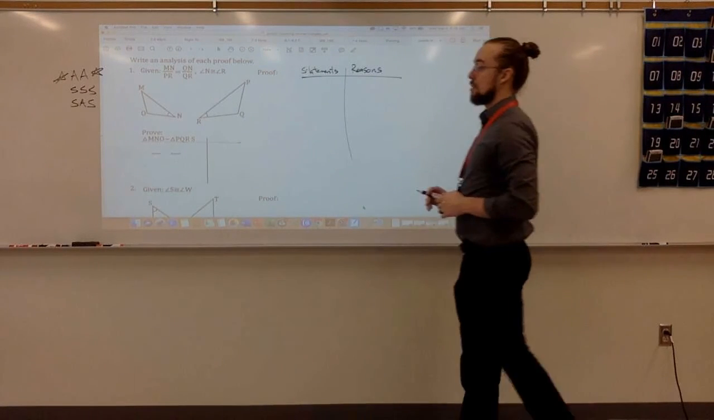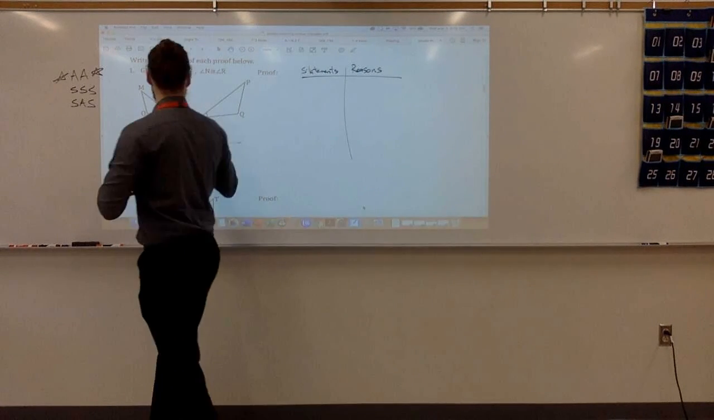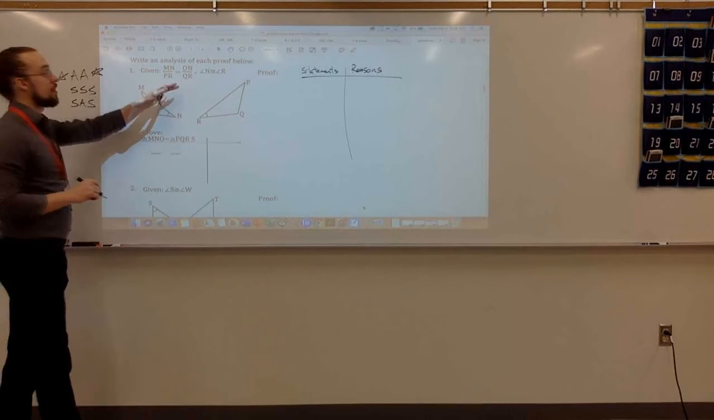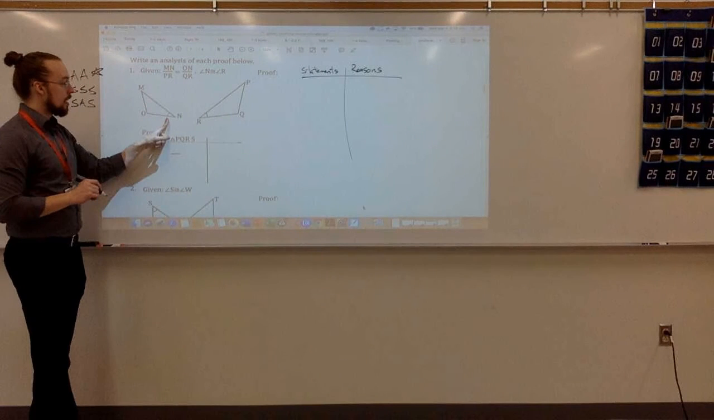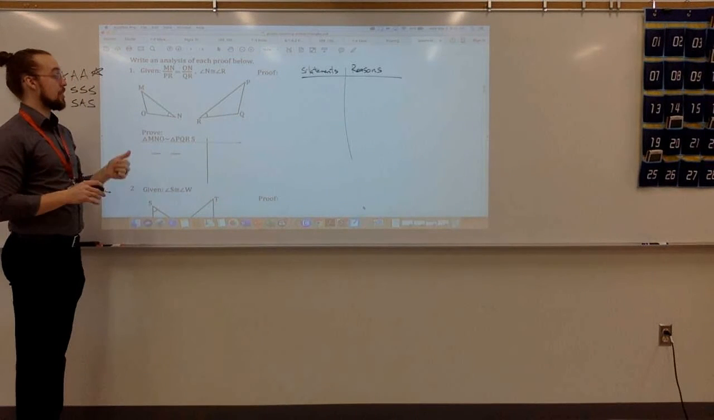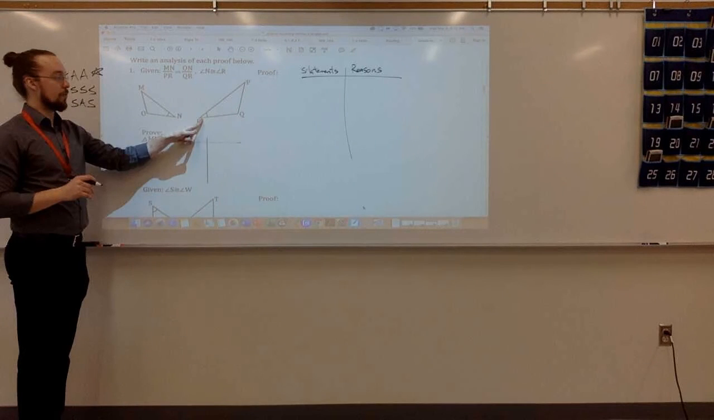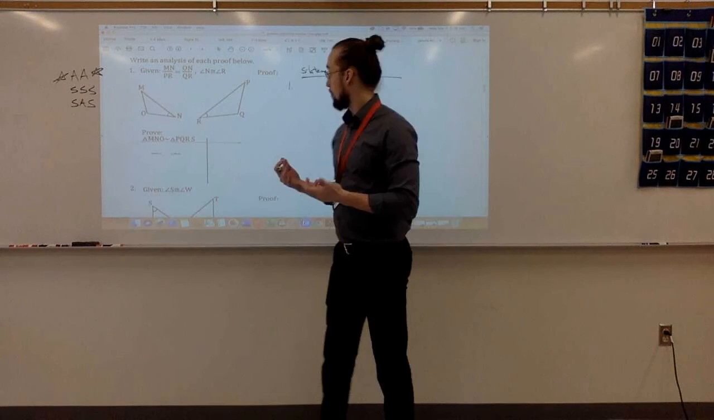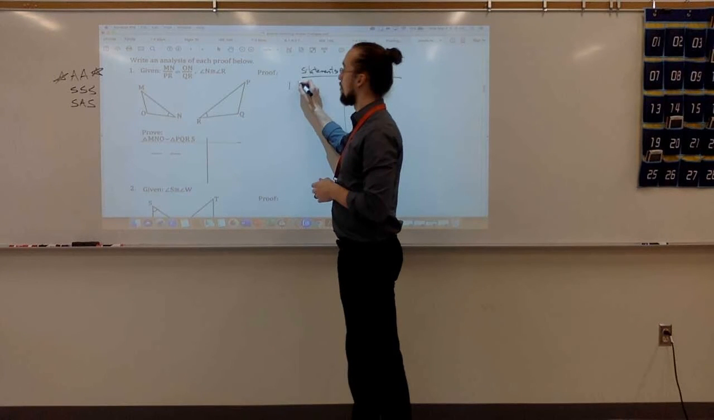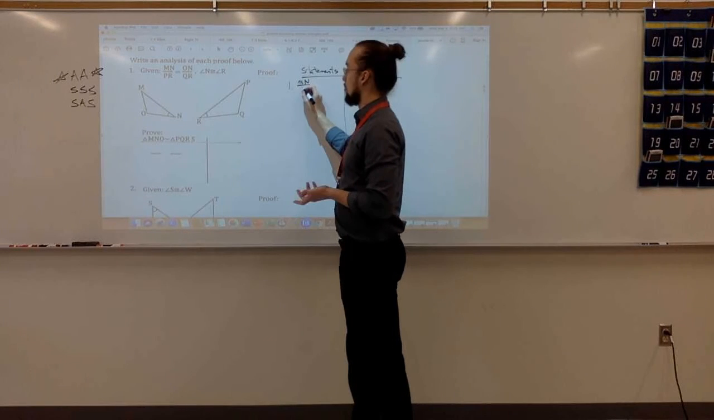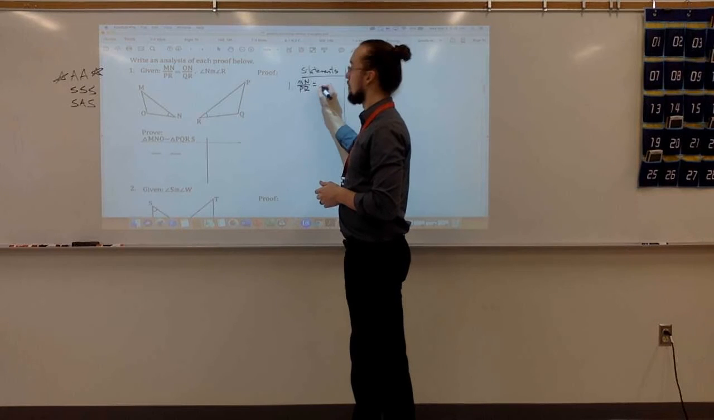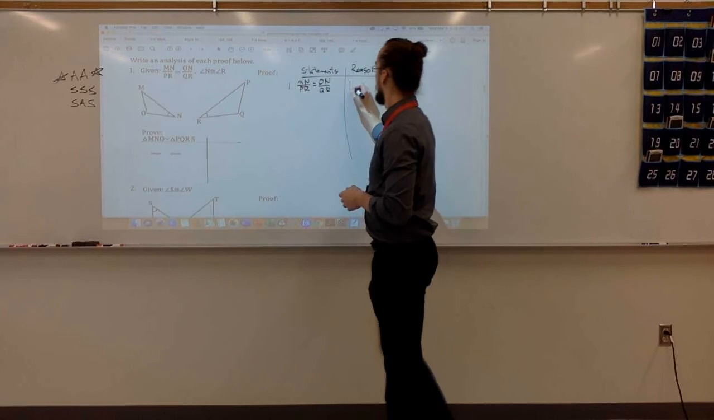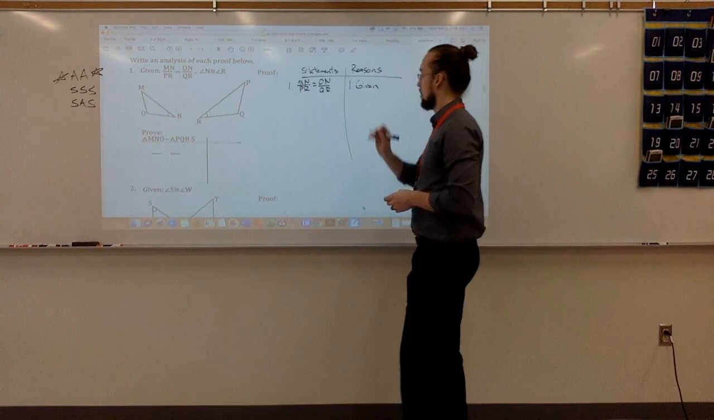So now, if we look at these two triangles that we're given, I'm first given that MN over PR is equal to ON over QR. So I'm given a nice proportion here. I'm given that two pairs of sides are proportional. So the way that we'll write that in the proof is just we're given this information. And I'm given this proportion.